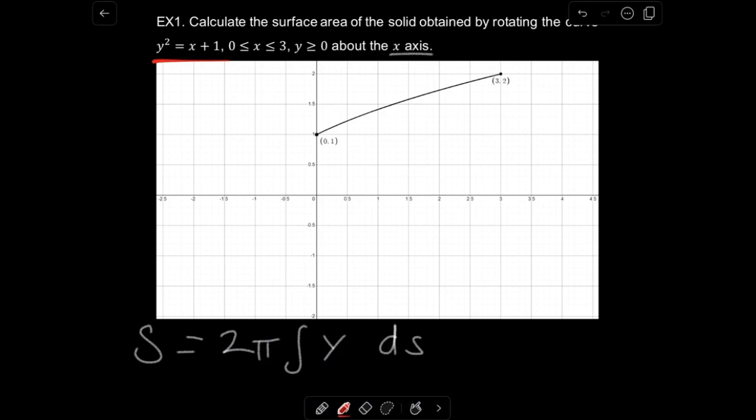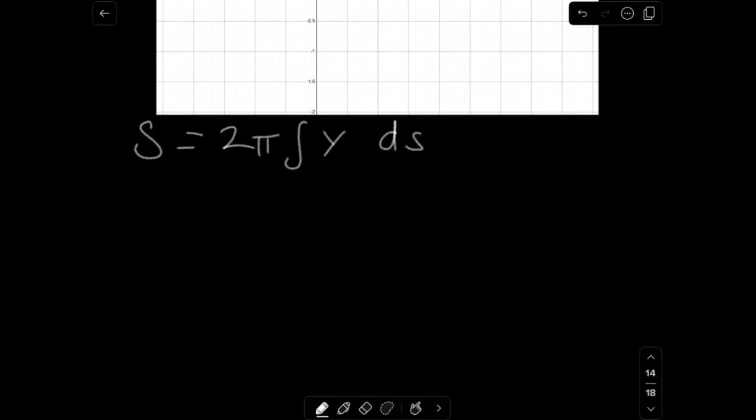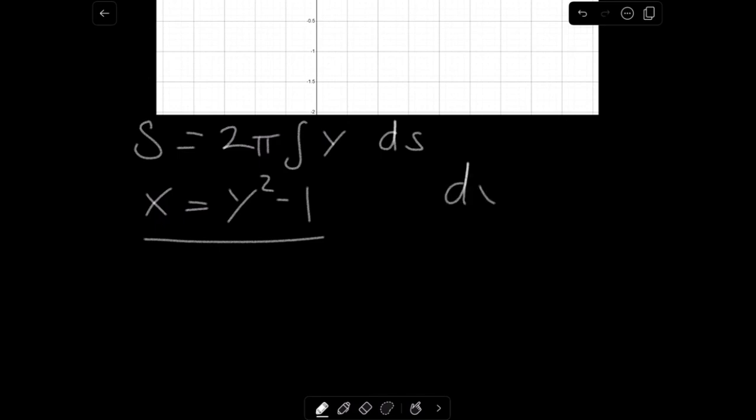I'm going to rearrange that equation, and it's going to become x is equal to y squared minus 1. Take a look at this equation. It's conveniently described in terms of y, so x is equal to terms of y. Since that's the case, I can get dx/dy pretty easily. So dx/dy is going to be 2y. Differentiate this with respect to y.